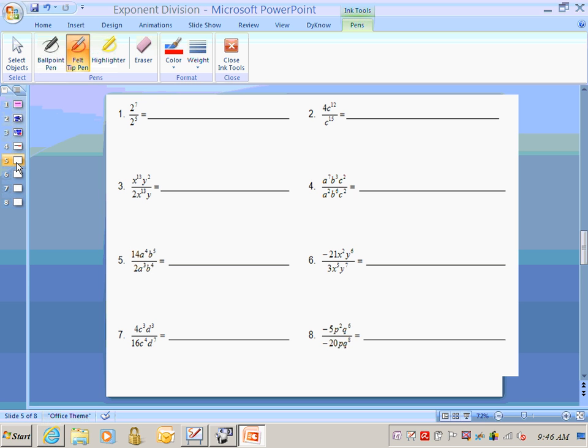Okay, number 1, is the 2 the base or the coefficient? The base. Okay, how many cancel? 5. So do I have them on the top or bottom? Top. So I have 2 squared, which is 4. Okay, number 3.